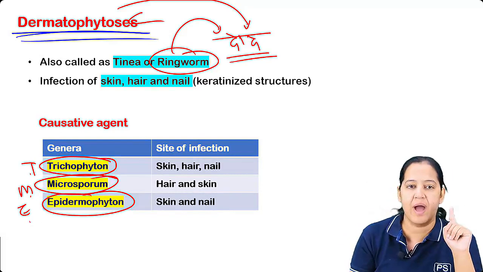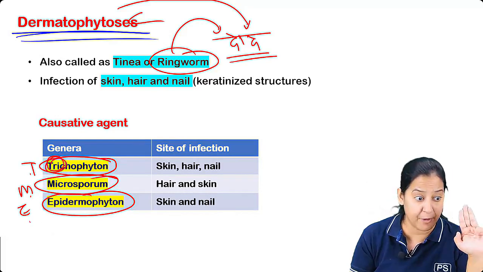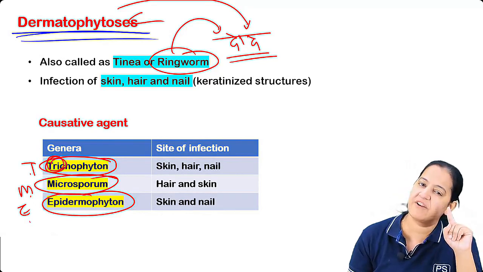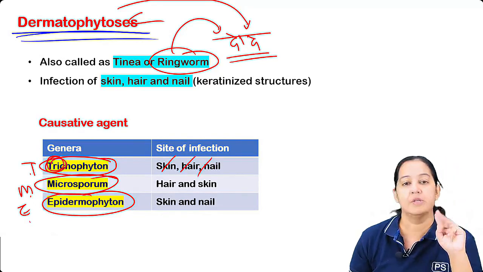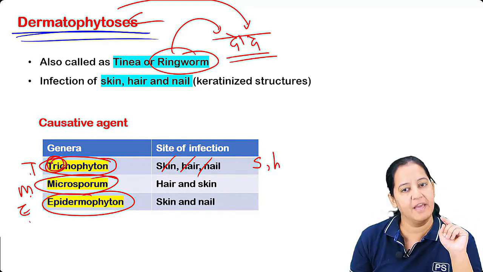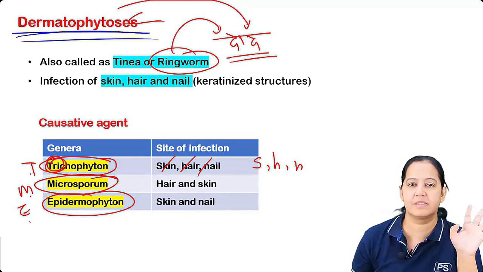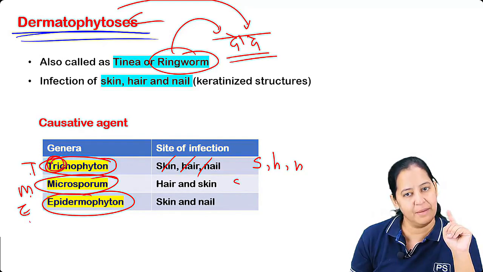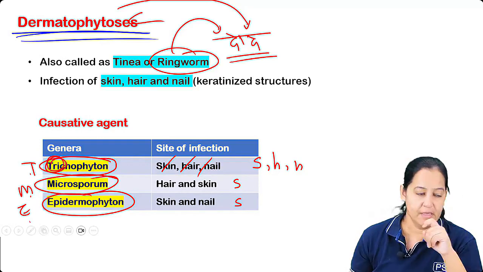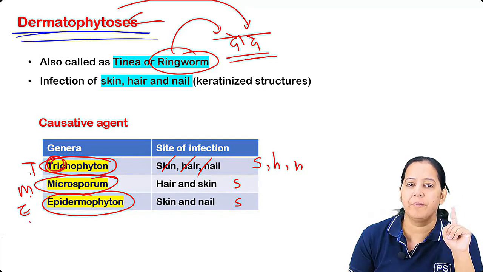So basically, see, learn like this. Try. Try means triple. It causes infection in the skin as well as hair as well as nail. So you will not forget. Skin is there, hair is there, and nail is there. It causes disease of all three. Skin is everywhere. Okay? The second is Microsporum.